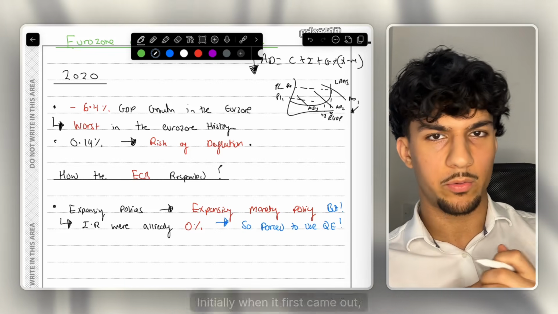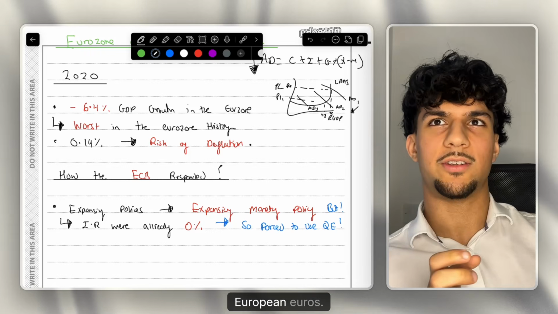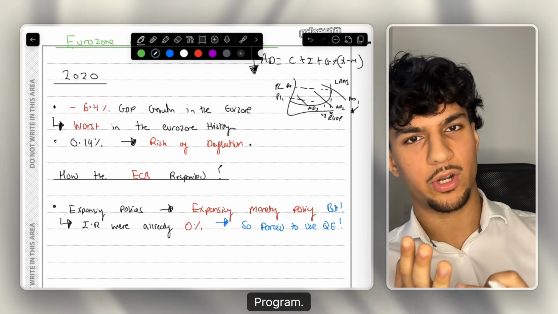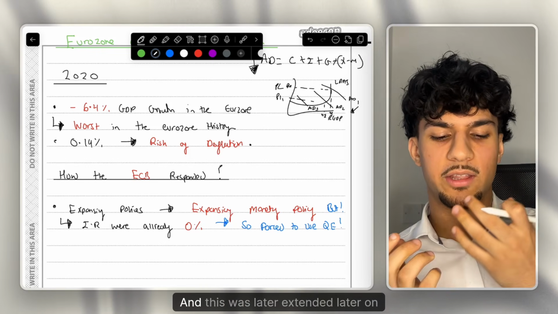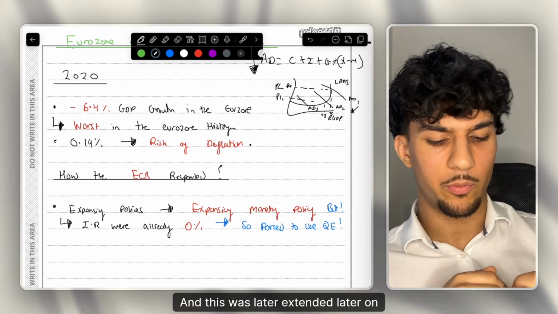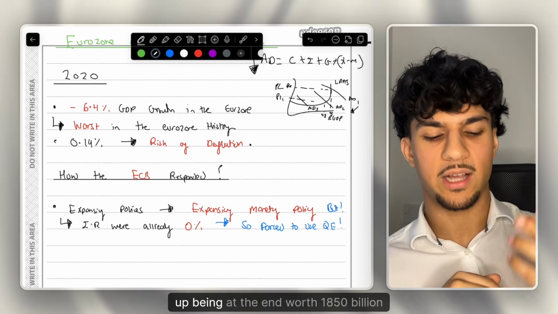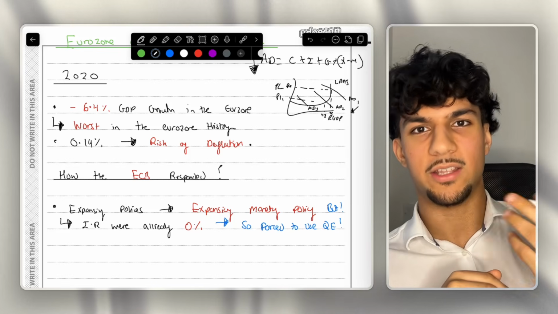Initially, when it first came out, it was worth around 750 billion euros, and it was called the Pandemic Emergency Purchase Program, and I'll refer to it as PEP. You'll see it as PEP around. And this was later extended as they realised COVID was a bit worse, and it ended up being at the end worth 1,850 billion euros.